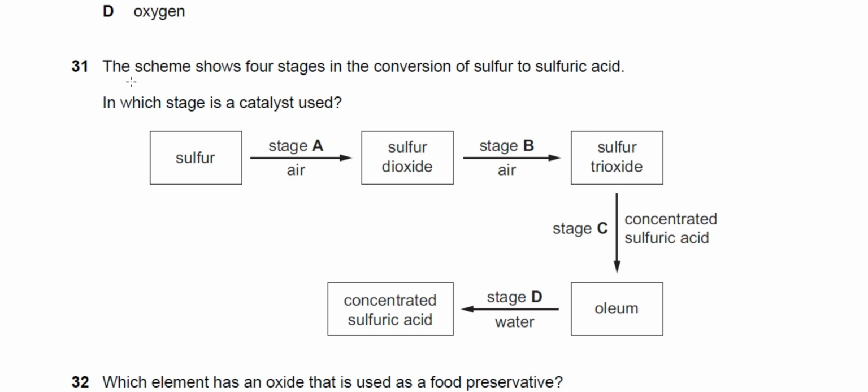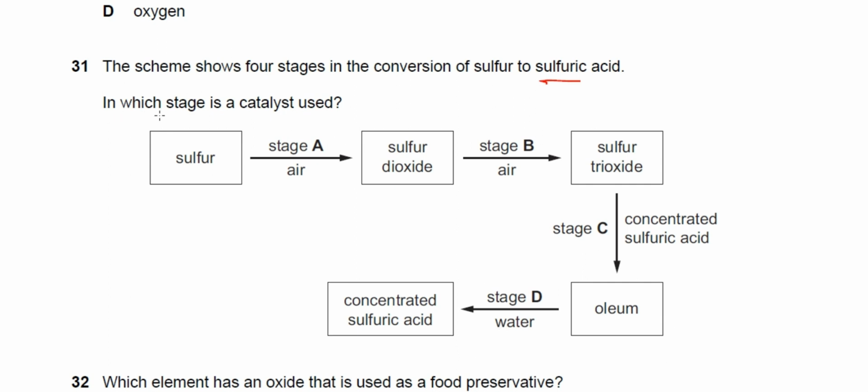Okay, now in question 31, the scheme shows 4 stages in the conversion of sulfur to sulfuric acid. So the contact process is basically given. Sulfur is roasted to give sulfur dioxide. Sulfur dioxide is further oxidized into sulfur trioxide, which is then treated with concentrated sulfuric acid to get oleum, and then oleum is turned into sulfuric acid by adding water.